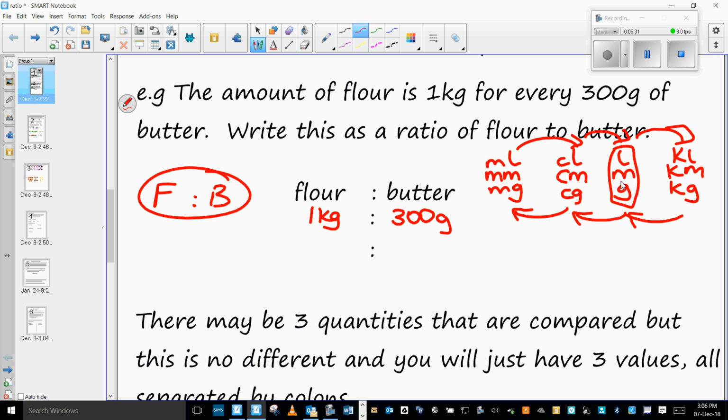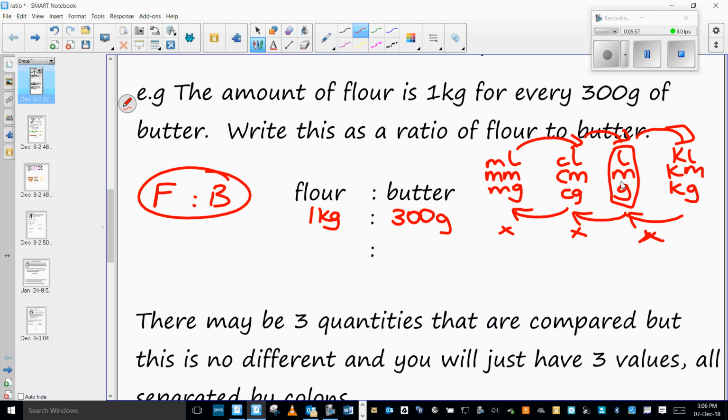If you're changing something from a kilogram to a gram, you're going to have more grams than you would have had kilograms. Does that make sense? So it means that we'd be multiplying by some number. Equally for grams per centigram, we'd be multiplying. So we've got more of the smaller unit than we did have of the big one.